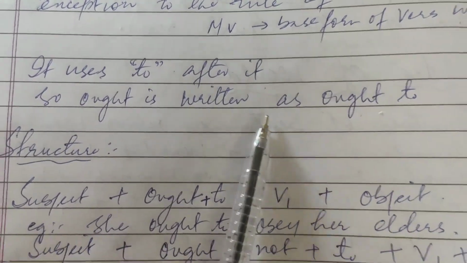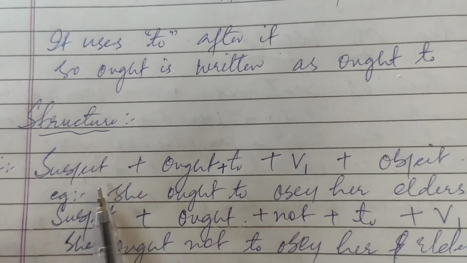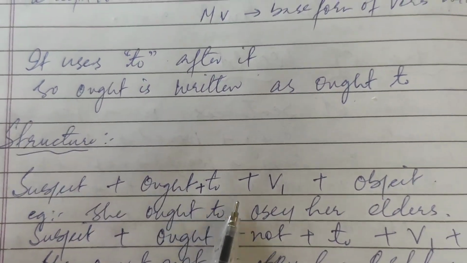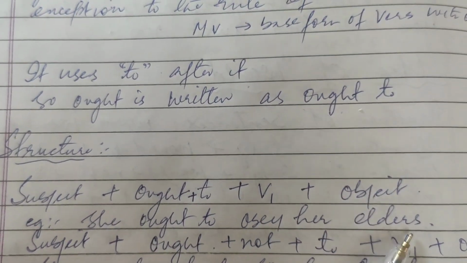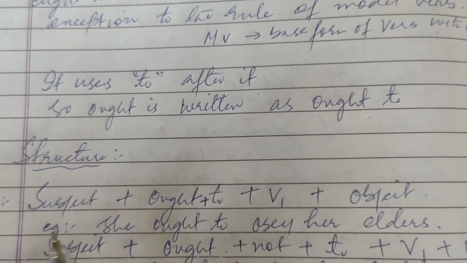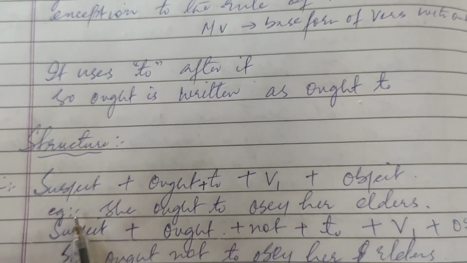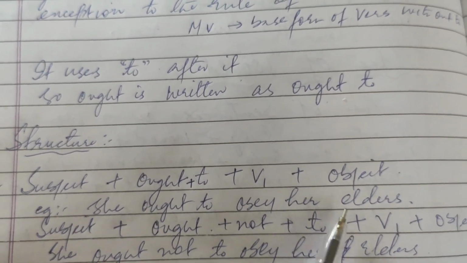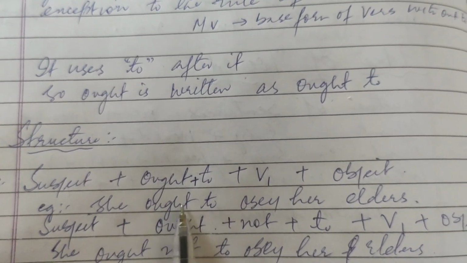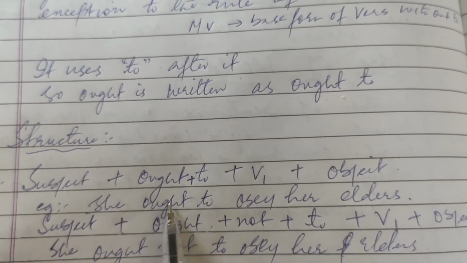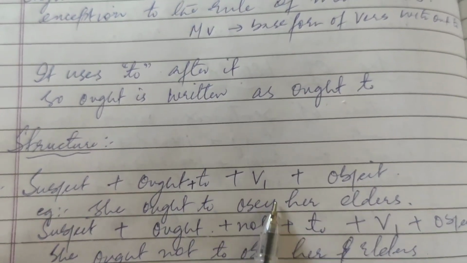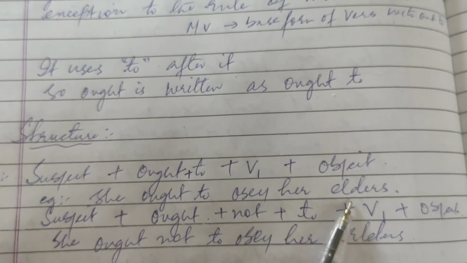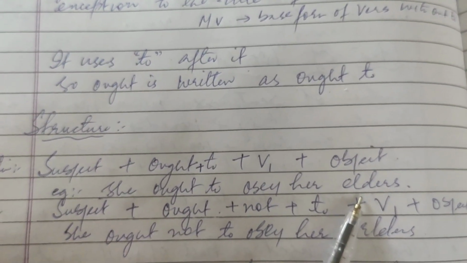Now we will see the structure. Subject plus ought plus to plus V1 plus object. The example is for the affirmative or positive sentences: She ought to obey her elders. Ought to is a modal verb followed by to, and then it is followed by V1 and the rest of the sentence, or we can say the object.